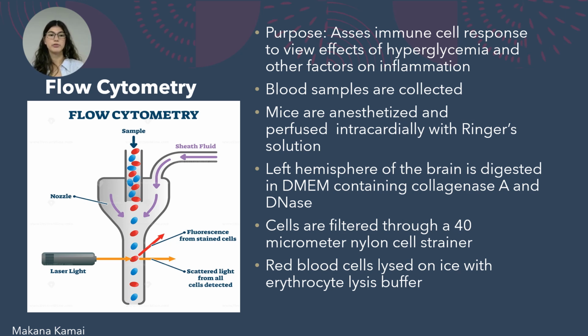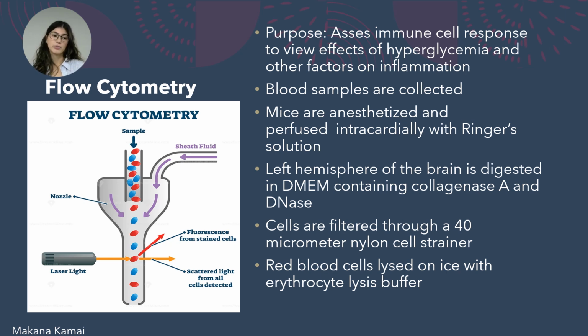So next up, you're going to be filtering out the blood. So they used a 40 micrometer nylon cell strainer, and this is just to remove the larger pieces of debris. After that, the remaining blood cells are going to be lysed on ice using erythrocyte lysis buffer, and this is going to be used to isolate the immune cells. After that, a Percoll gradient was used, and this just separates the cells from myelin and other debris, and it allows researchers to collect the desired cell populations from the gradient interface.